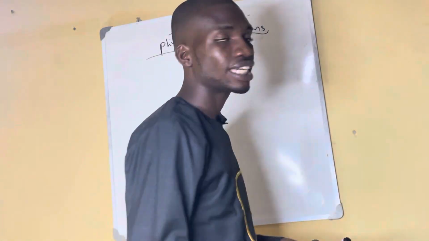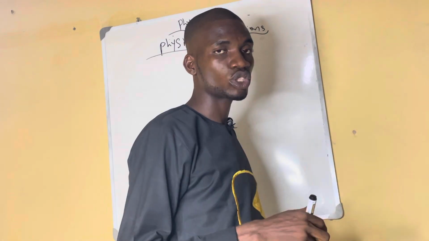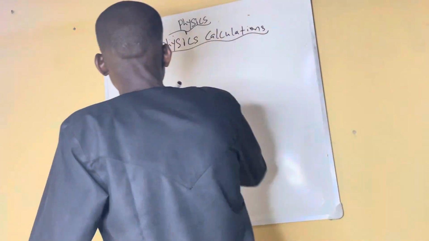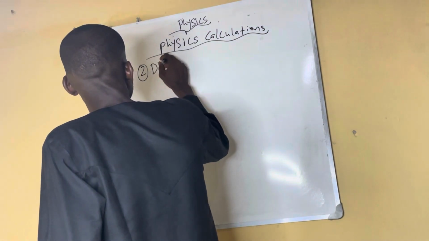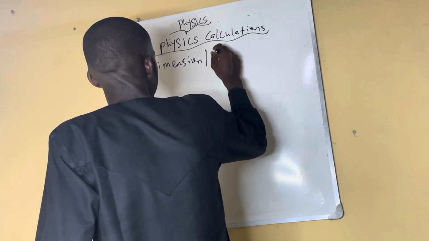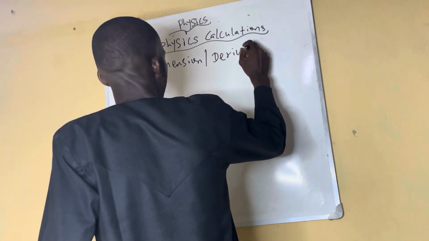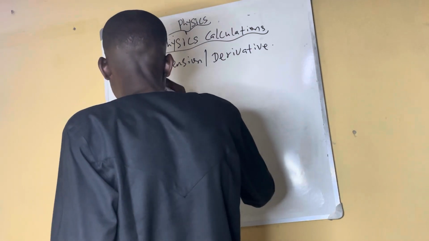Okay, now we are talking about the physics calculation. We are done with the first one, comparison. The second one is derivatives or dimension. You can use dimension or derivative, or derived quantity. So now see example.